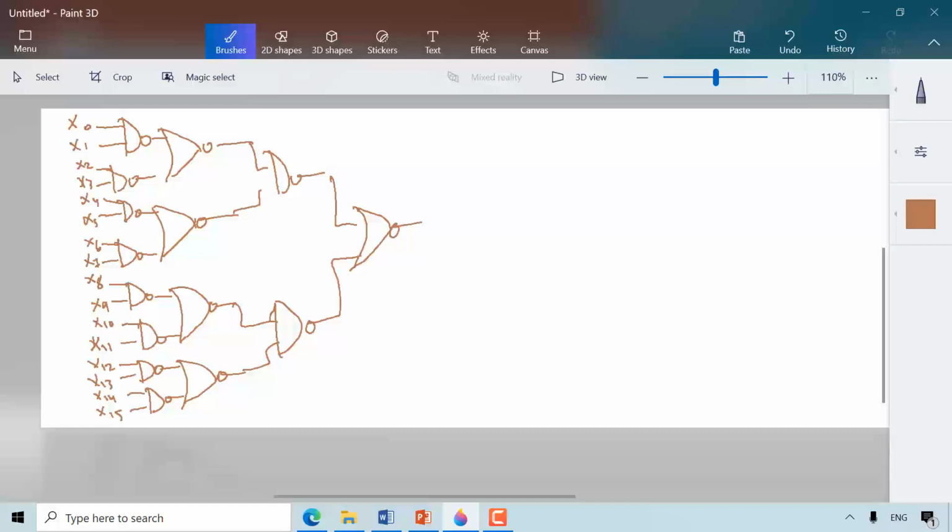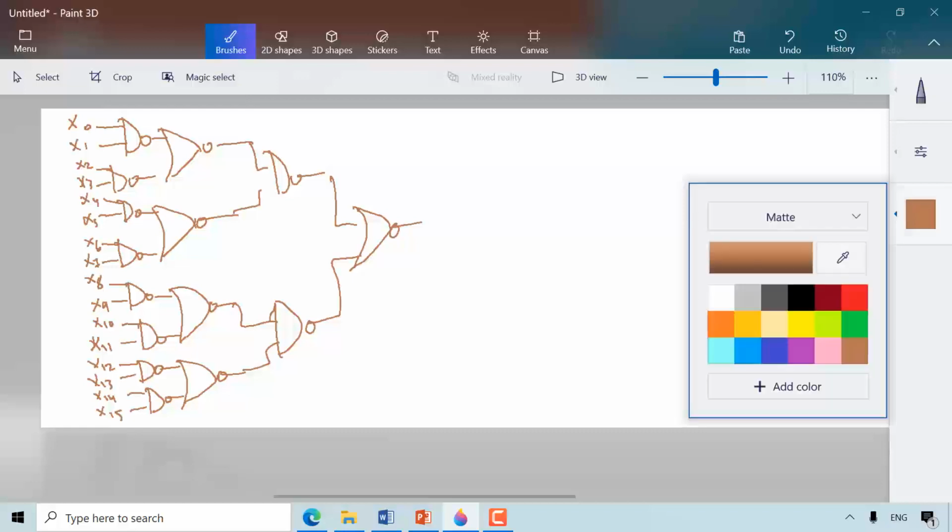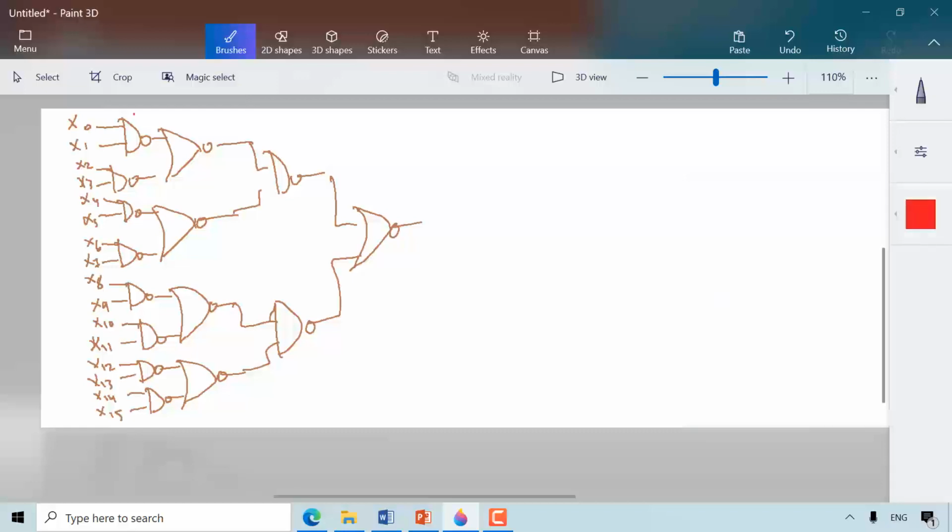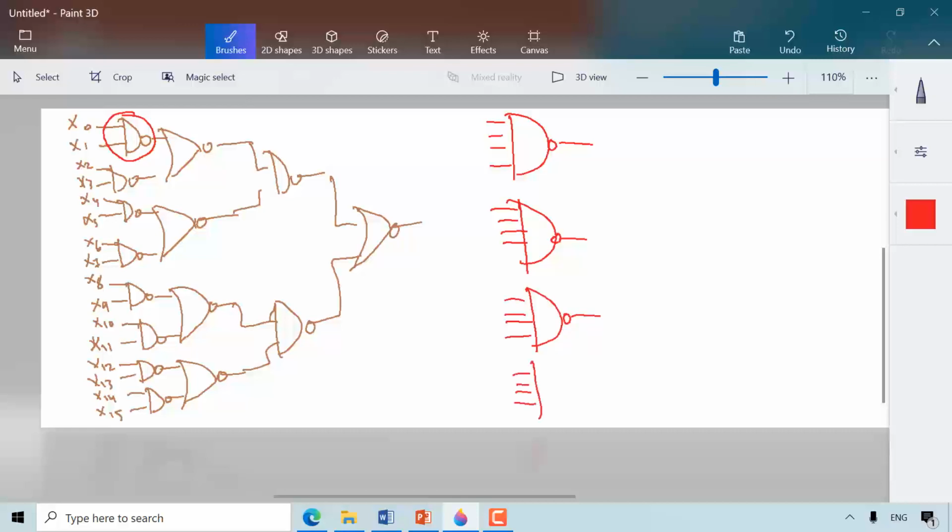Now for another implementation, we can notice that here the grouping is based on two-input gates. I could do another implementation: 1 2 3 4, 1 2 3 4, 1 2 3 4. I'm grouping by fours here, 1 2 3 4, and then a 4-input NOR gate.